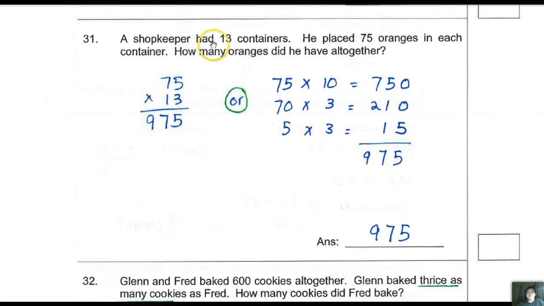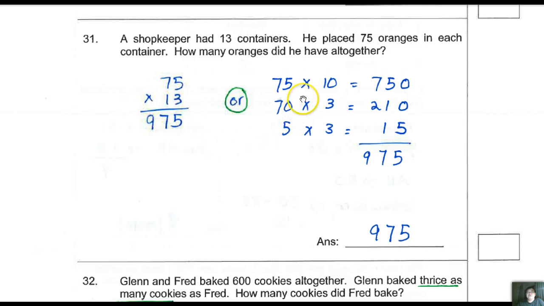A shopkeeper had 13 containers. He placed 75 oranges in each container. How many oranges did he have altogether? So 75 times 13 is 975. Okay, this is a straight answer, 975.